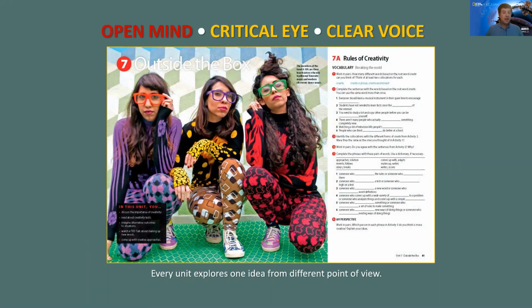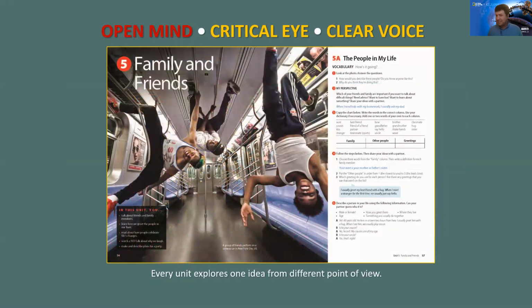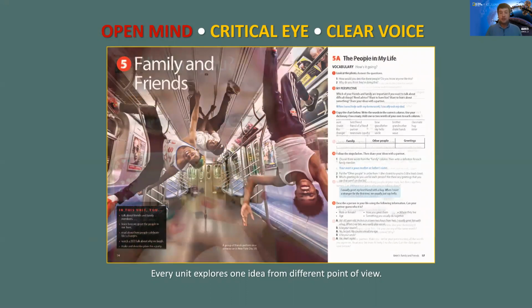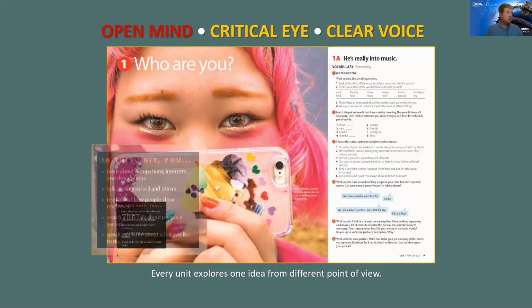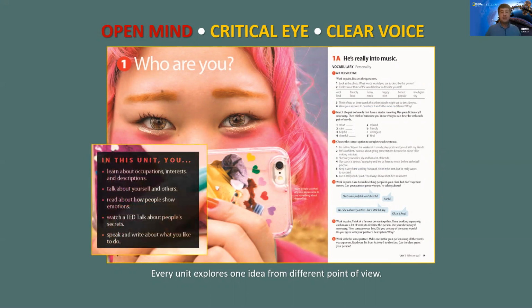First, we look at one idea from different points of view in every unit. Unit themes are selected based on their interest to young adults, teenagers, upper secondary learners, and as students move through the unit, learning the vocabulary and grammar and language skills, they'll also be introduced to new ways of looking at a topic. So here's an example of how one unit explores the same idea from different perspectives.